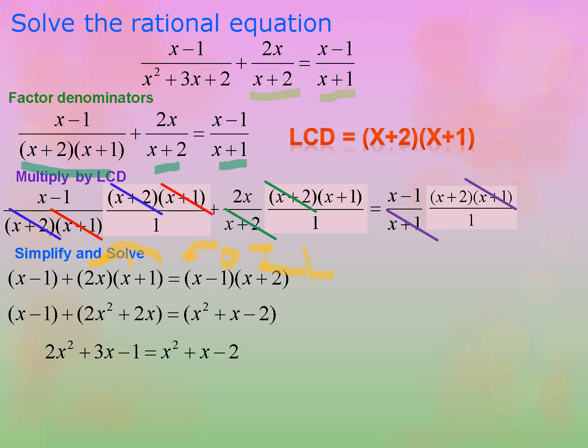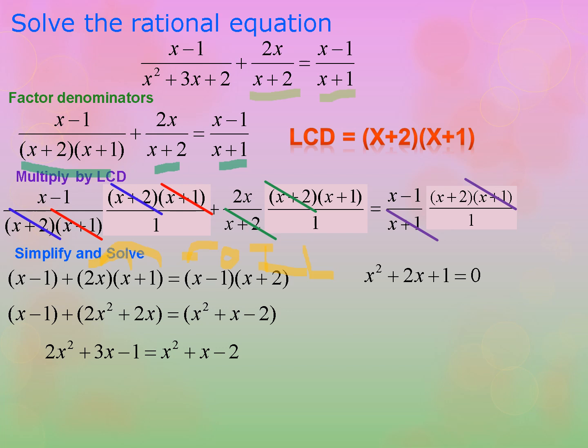Now, this is a quadratic. The only way to solve a quadratic is to make it equal 0. That's always your first step. So I'm going to bring the x squared over, the x over, and the minus 2 over. I'm going to subtract x squared from both sides, subtract x from both sides, and then add 2 to both sides. So you know this trick. It's just setting it equal to 0.